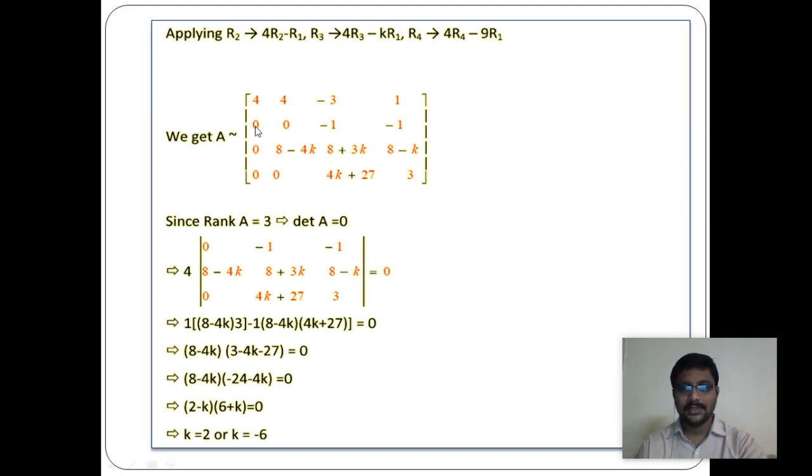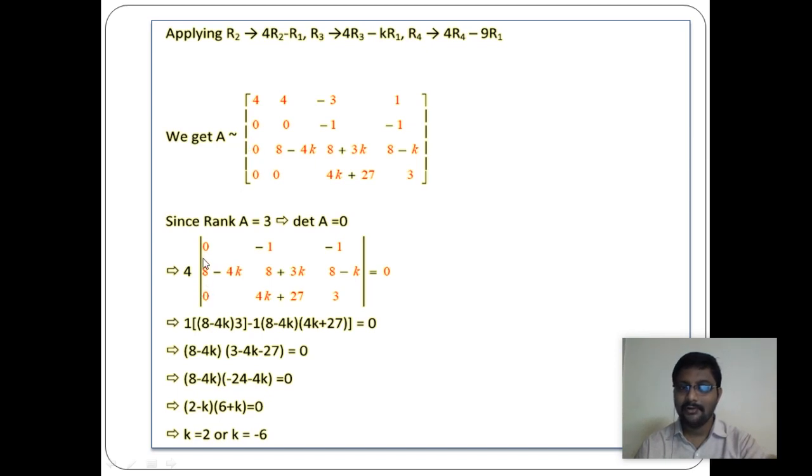So these values become 0. Now since the rank of A is 3, the 4 by 4 minor will be 0. So we find the determinant of the 4 by 4 matrix. Here we will expand along the first column, because the first column has many zeros.